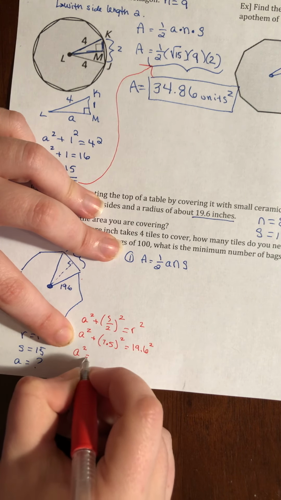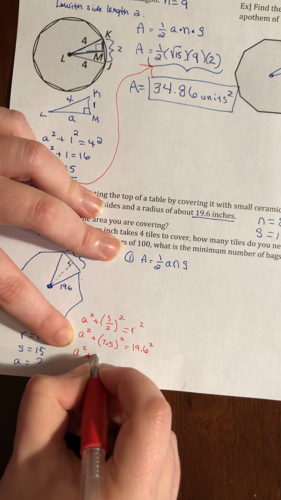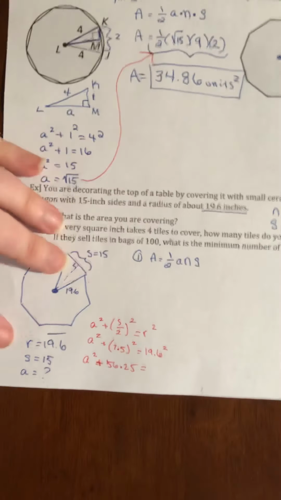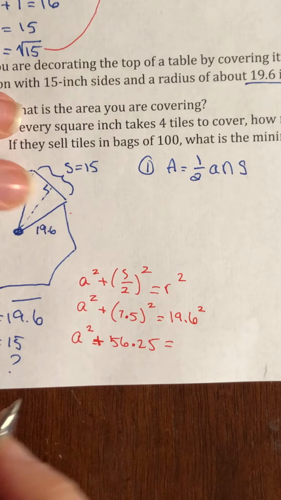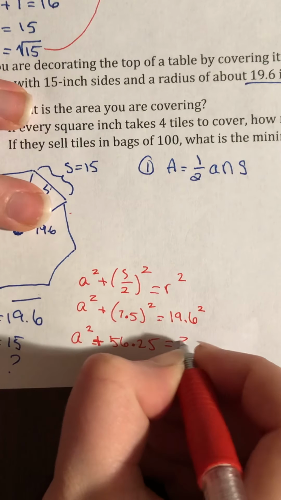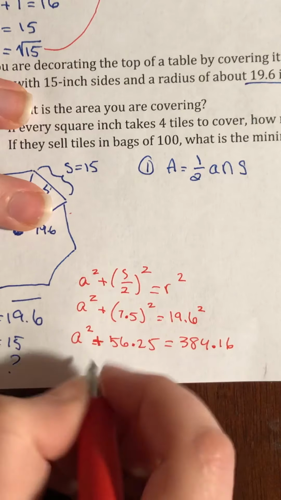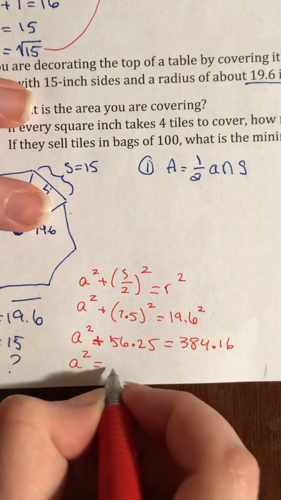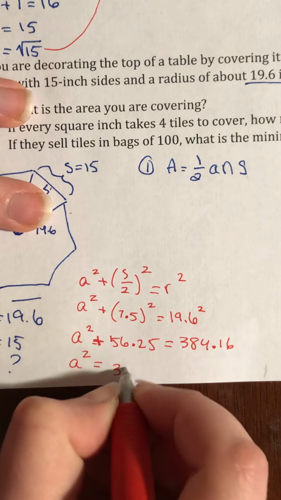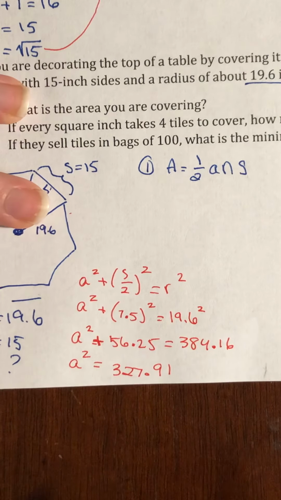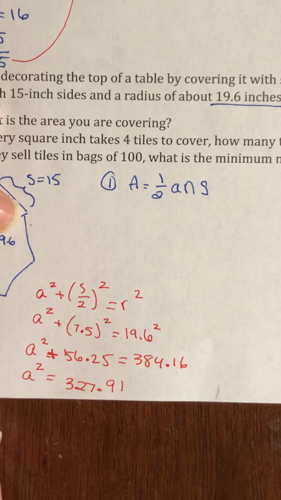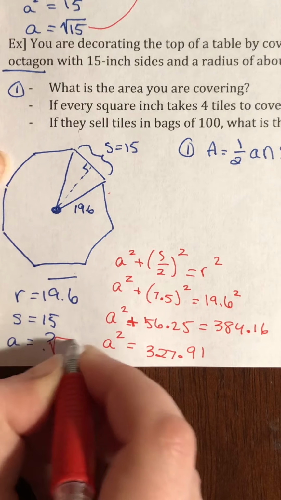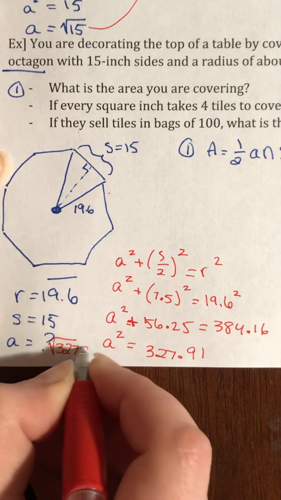7.5 squared is 56.25. 19.6 squared is 384.16. A squared, you subtract that from both sides, you get 327.91. And you take the square root. A is the square root of 327.91.